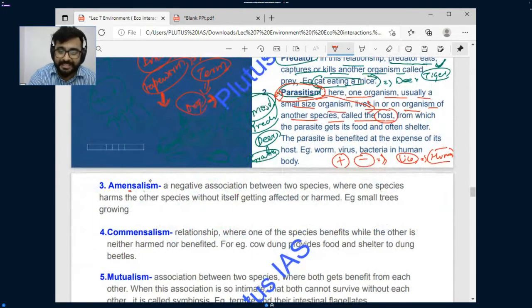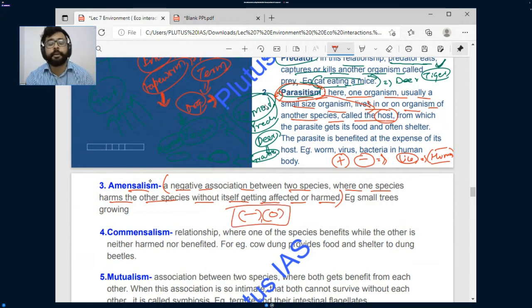Next is Mensalism. It is a negative association between two species where one species harms the other species without itself getting affected or harmed. Now in this case, one species is getting impacted. However, the other species, there is no such impact on that species. That means the other species is neutral. ठीक है? अब you can compare it with this as well कि parasitism में भी एक species को harm हो रहा था, but दूसरी species को यहाँ पर फायदा मिल रहा था. ठीक है? Mensalism में दूसरी species को फायदा मिल रहा था. However, यहाँ पर एक के लिए नेगेटिव होगा, दूसरे के लिए न्यूट्रल होगा.